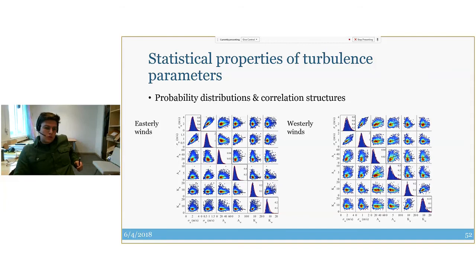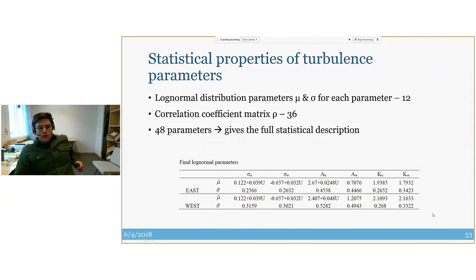Then we also saw that these are log normally distributed again. So if you represent these parameters by log normal distributions, you have two parameters of the log normal distribution, the mu and sigma parameters, and these add up to 12 parameters. And on top of that, you have the correlation coefficient matrix, and this is 36 parameters. So on top of the log normal distribution parameters, this adds up to 48 parameters in total. And if you estimate these 48 parameters, this gives you the full statistical description of the turbulence field.